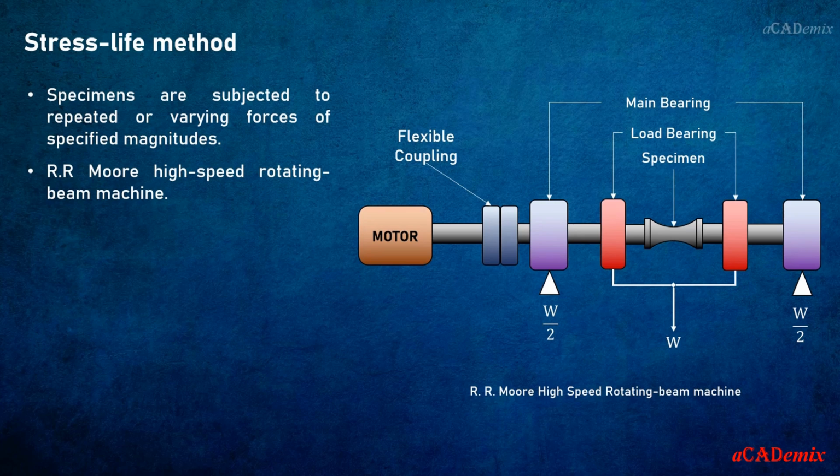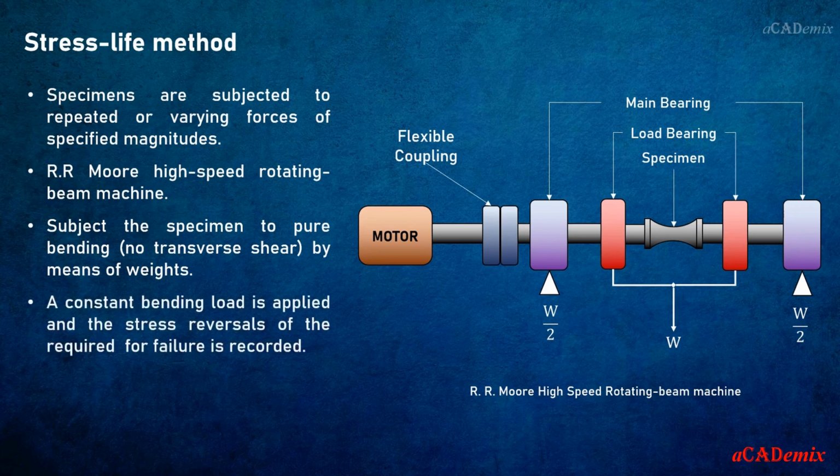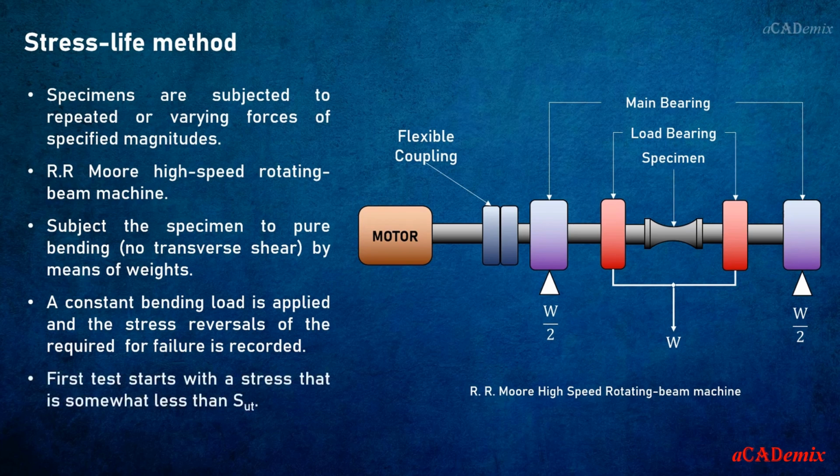This machine subjects the specimen to pure bending by means of weights. That is, there is no transverse shear. The first test is made at a stress that is somewhat under the ultimate strength of the material. The second test is made at a stress that is less than that used in the first. This process is continued.